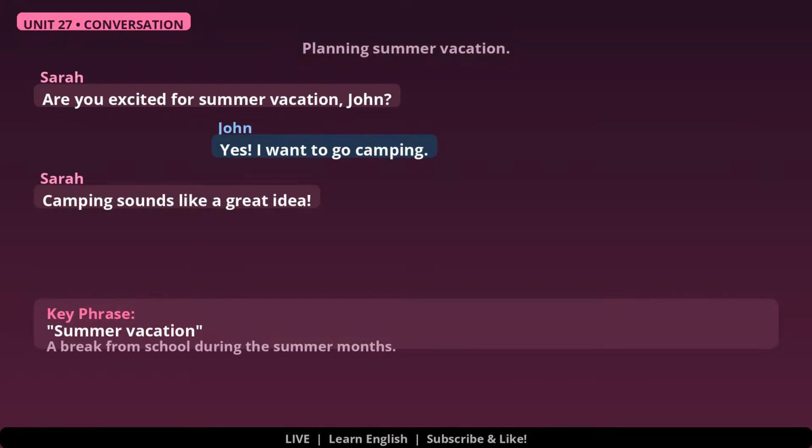Conversation time. Situation, planning summer vacation. Sarah says, "Are you excited for summer vacation, John?" John says, "Yes. I want to go camping." Sarah says, "Camping sounds like a great idea." The key phrase is summer vacation. It means a break from school during the summer months.